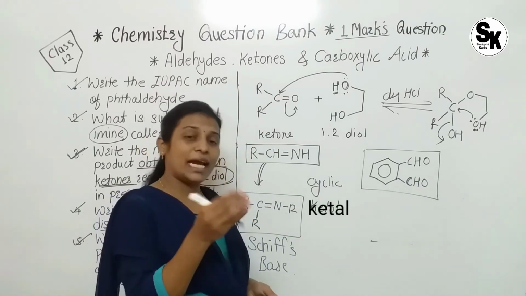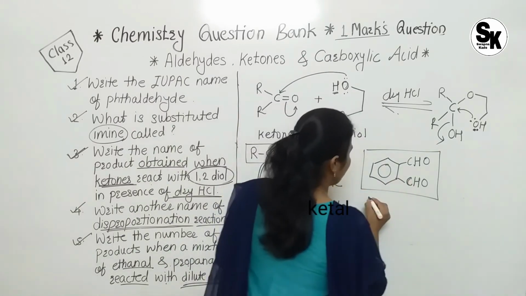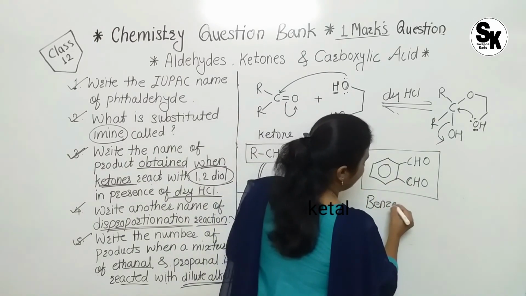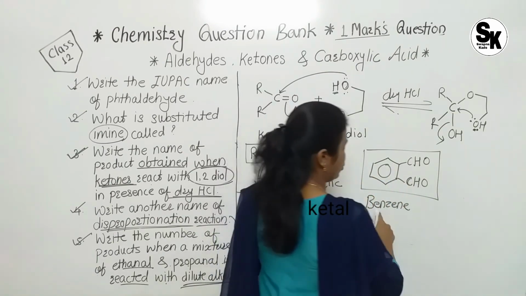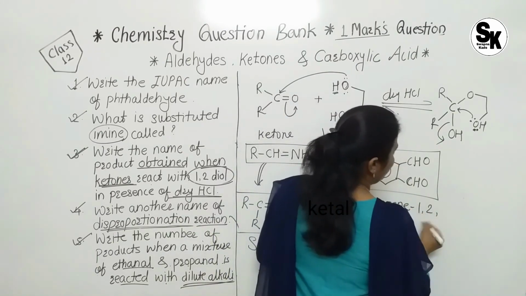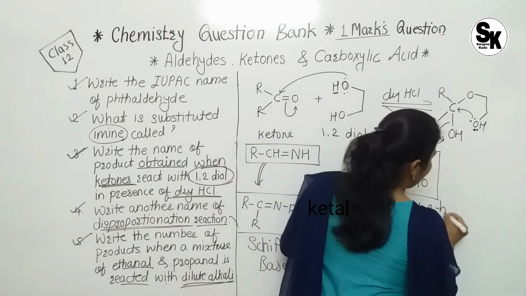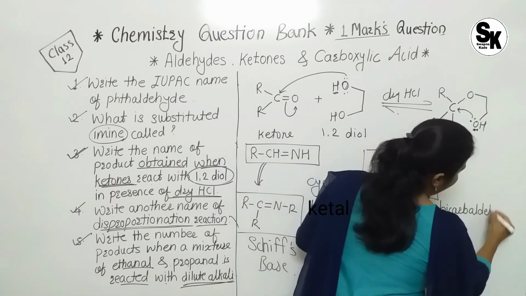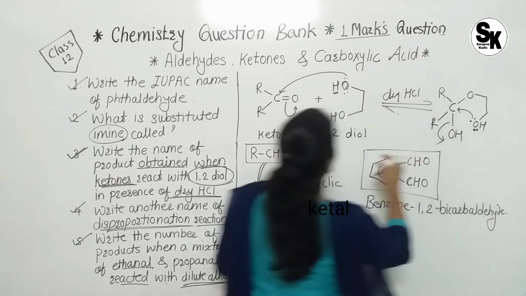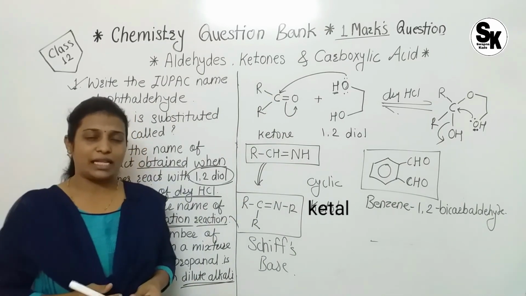Now this phthalaldehyde is the common name. We want to write its IUPAC name. For that purpose we write here benzene. These aldehyde groups are present at the 1 and 2 positions. So benzene 1,2. Which groups are there? Aldehyde. So we are calling it dicarbaldehyde. Benzene-1,2-dicarbaldehyde. And here we have completed all the 1 mark questions from this aldehyde, ketones and carboxylic acid topic.